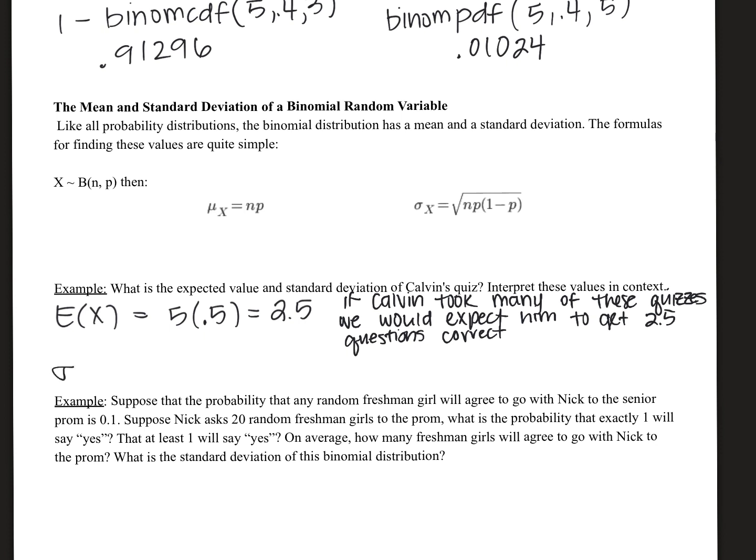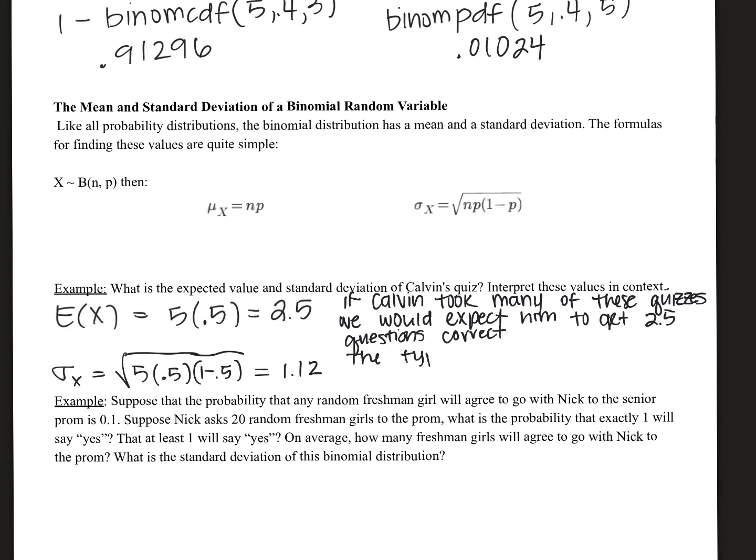Okay. Next, we're going to look at the standard deviation. So the square root of n, 5, times p, 0.5, times 1 minus p, so 1 minus 0.5. That's basically 5 times 0.5 times 0.5, which is 1.12.